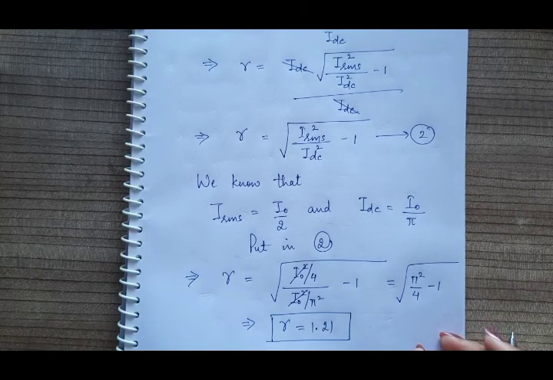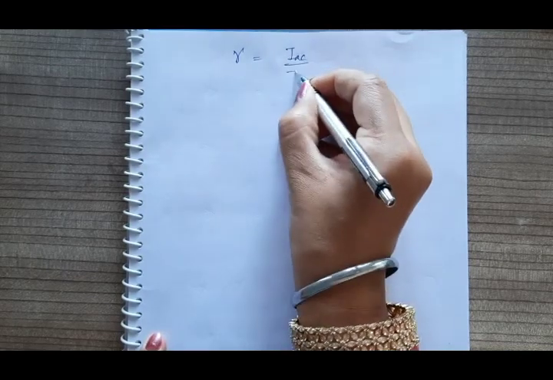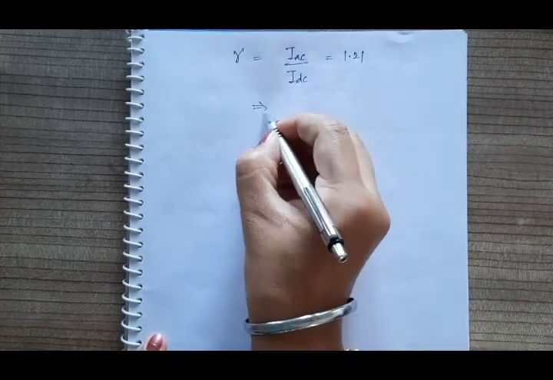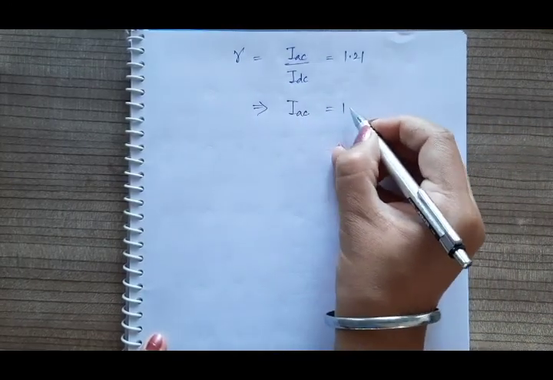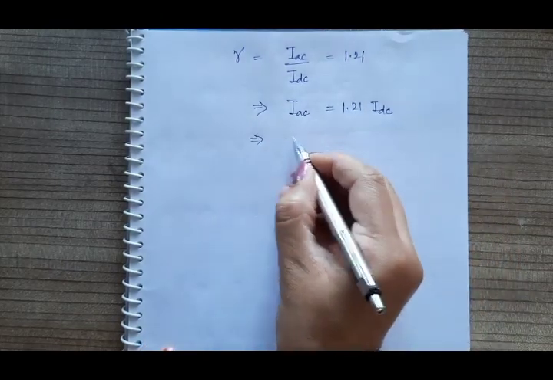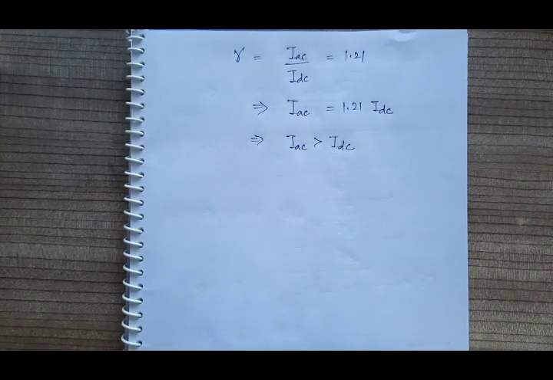So ripple factor is 1.21, and gamma is equal to IAC by IDC. It comes out to be 1.21. So from here we can conclude that IAC is equal to 1.21 of IDC, and this implies IAC is greater than IDC. So what it implies is that the AC component in the load current is greater than the DC component in the load current.